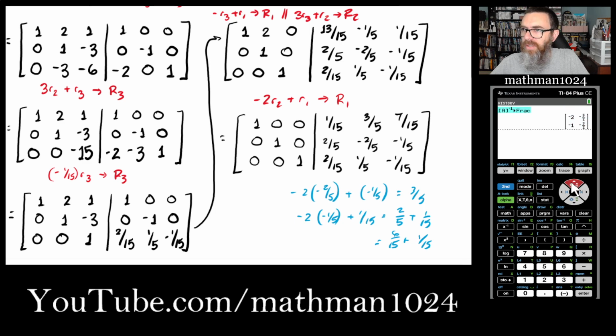Now, previously, we've done that same operation. Turn that into, or find its inverse, convert to a fraction. Let's see what it tells me. 1 over 15, 3 over 5, 7 over 15. Yeah, amazingly, everything here checks out.